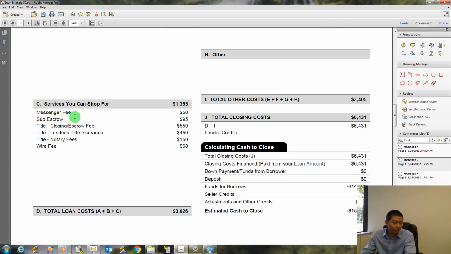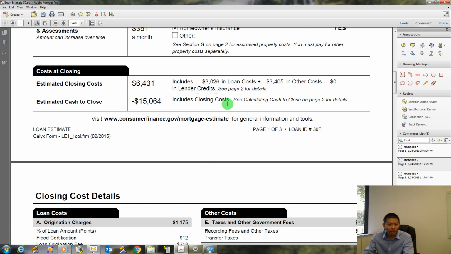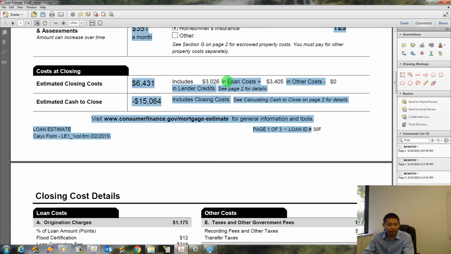And then in column C, there's messenger fee, escrow fee, title closing escrow fee, lender title insurance, and then notary fees and wire fees. So usually these would be the charges that we're charging for these fees right here. For the C column, your total is about $1,355. And the D column basically tells you the total cost of A, B, and C columns, which totals $3,026, which will be right here.